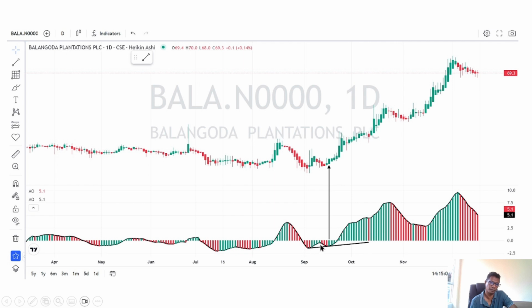In other words, two bottoms below the zero line, and the second bottom is higher than the first one, followed by green bars. Now we can make the decision. First green bar highlighted by arrow to the price chart, and this is the point where you buy.